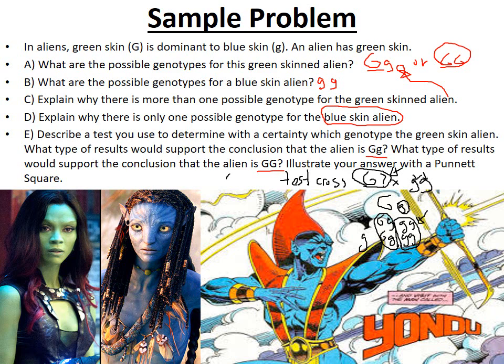And you get 100% green all the time, then that means you didn't have the little g to pass along to the next generation, and you were a pure breeding green alien.